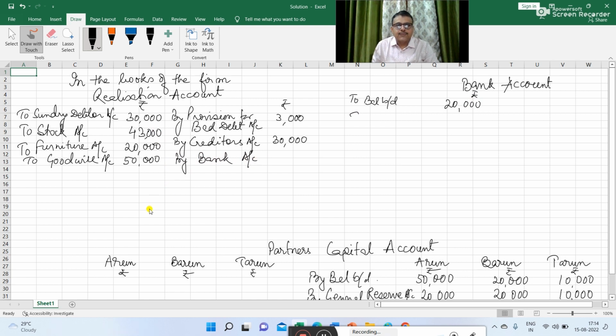So what are the sources from which the firm realized the bank or the cash? So first is from debtors. So I am writing book debt or sundry debtors, you can write, and in the inner column you have to write 25,000. Then from the sale of stock 48,000 amount realized, and from sale of furniture 19,000 was realized. So total amount realized is rupees 92,000. So what is the journal entry? Bank account debit to realization, and in bank account we have to transfer to realization account 92,000.